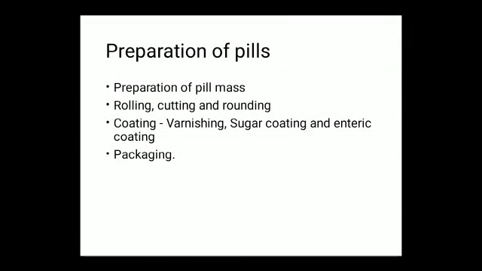In the previous class, we discussed the introduction to pills and formulation of pills. Today's class is about pills. The preparation of pills involves various steps. First is preparation of pill mass. Second is rolling, cutting, and rounding. Third step is coating, which involves various types: varnishing, sugar coating, and enteric coating. The final step in preparation of pills is packaging.